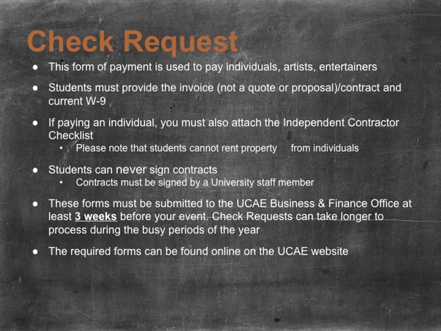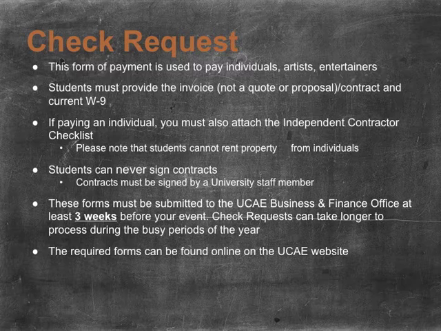A check request is used to pay services including speakers, DJs, high-dollar catering, rentals, dues to nationals, donations, and reimbursements to non-Duke personnel. First, the president, treasurer, or authorized spender will need to submit the online check request form through Duke Groups. A paper version of the invoice or contract must be turned in with an up-to-date W-9. If the payment is going to an individual, you also need to submit the independent contractor checklist. Depending on the payment type, additional paperwork may be required.